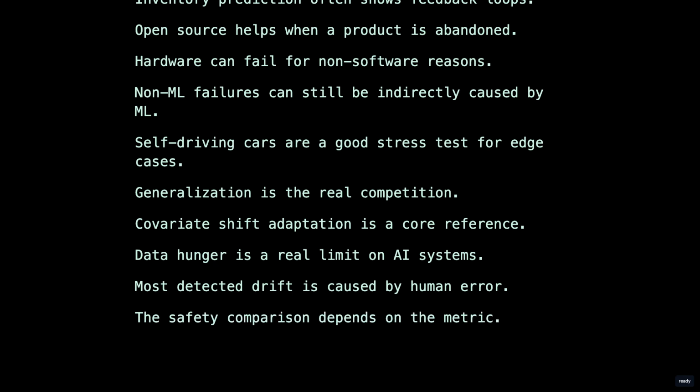That comparison only makes sense once you choose a specific rate and a specific baseline. The point is not that the system is perfect. It is that raw numbers need context before they mean anything useful.